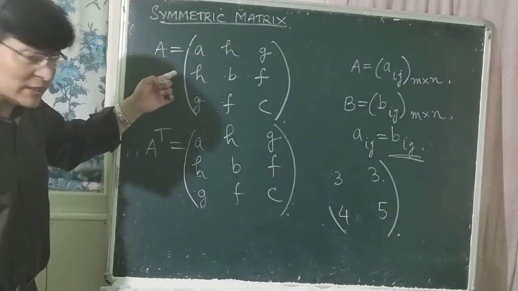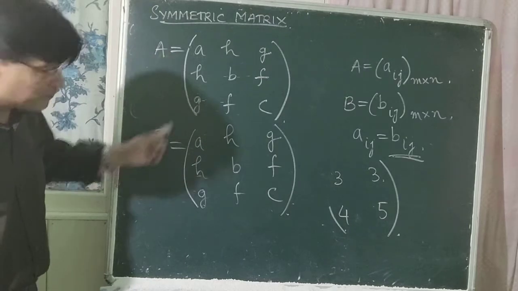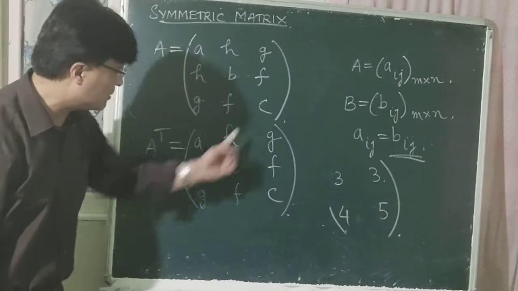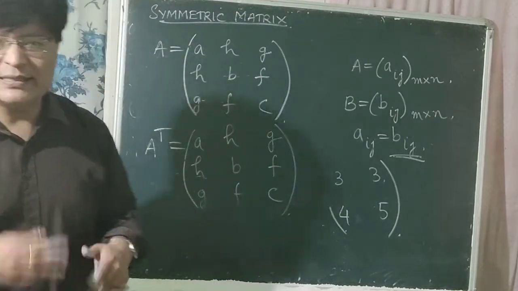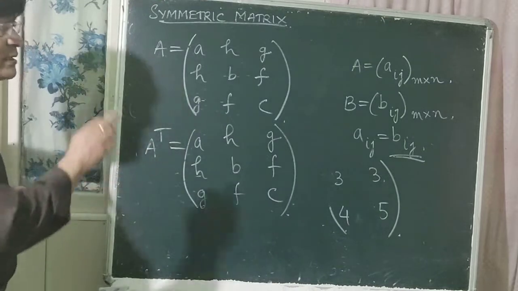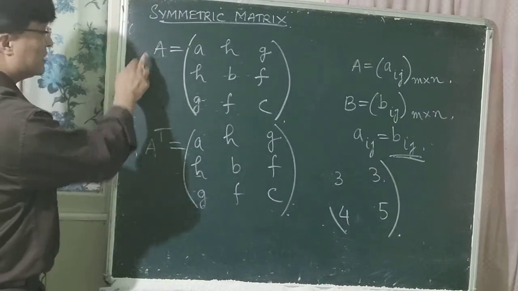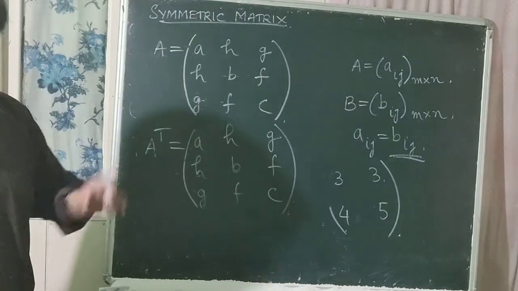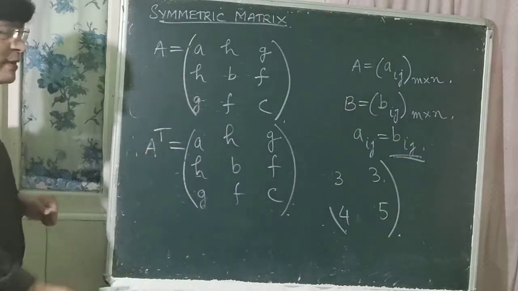So, but what do we see here? Both are same, isn't it? AHG, AHG, HBF, HBF, GFC, GFC. But in this case, we have changed rows into columns and columns into rows. But we are getting the same matrix here. And this type of matrix is known as what? Symmetric matrix.